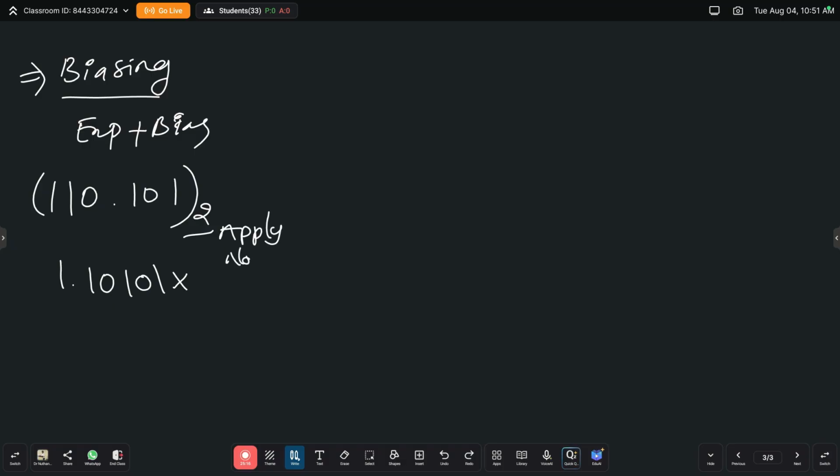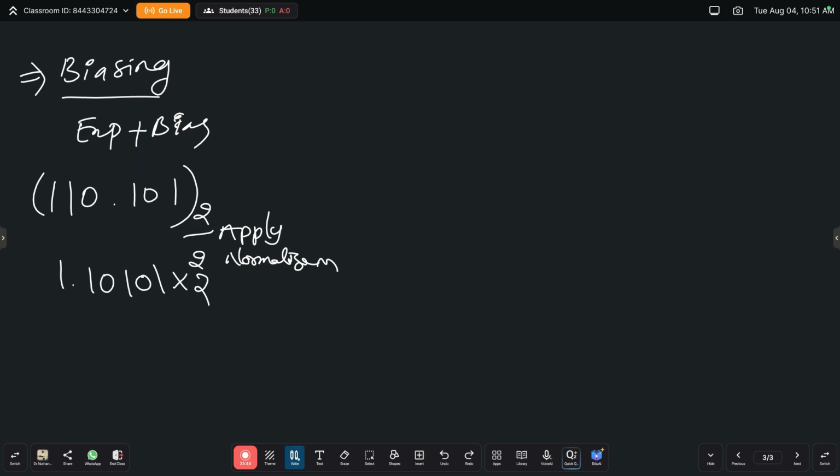Apply normalization. 1.10101 into 2 power. How many bits? 2. So 2 power 2. Now, whether it is positive or negative, we should add the bias so that there is no problem. Whatever it is, it is not a problem. Then how to do it?